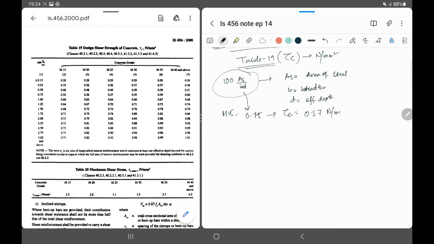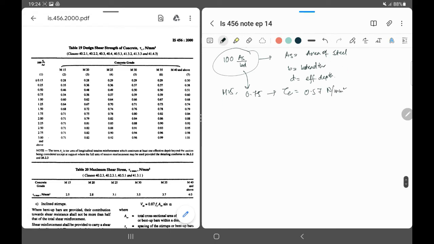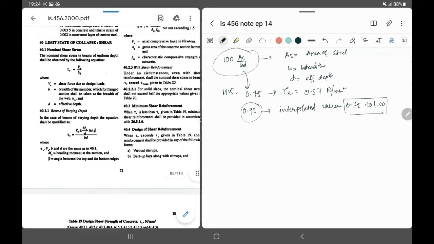Newton per mm square. In case the value is 0.95, in that case you have to interpolate between the values of 0.75 to 1. This is how you have to find this. I hope now it is clear.